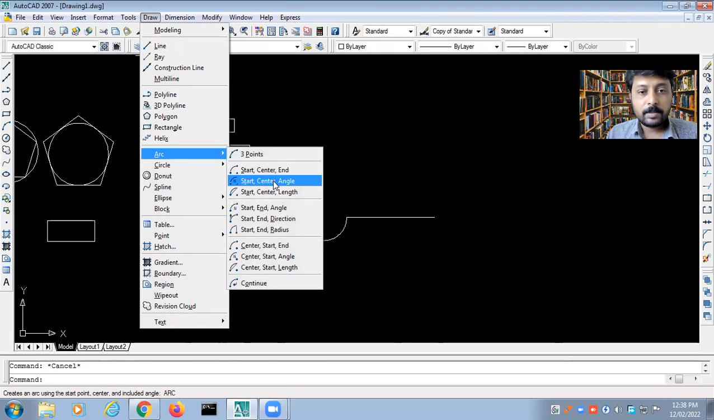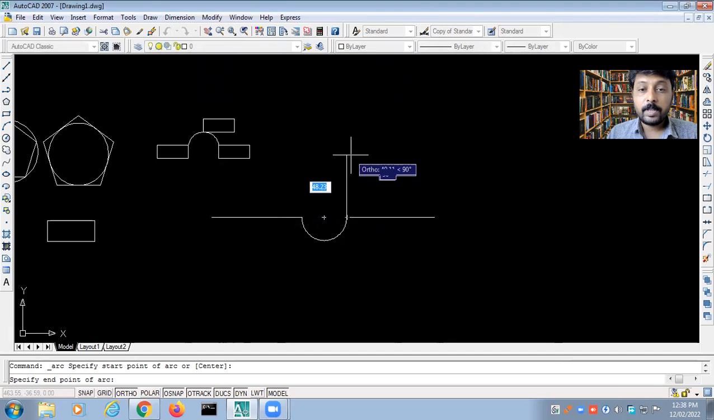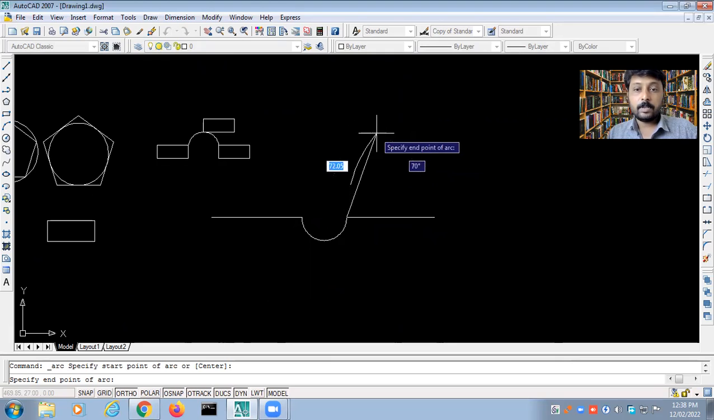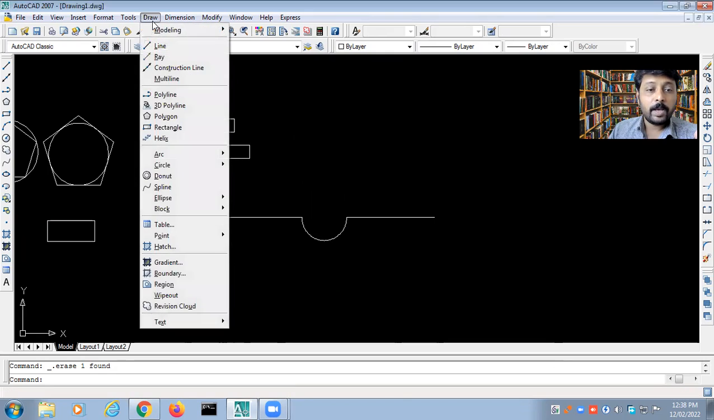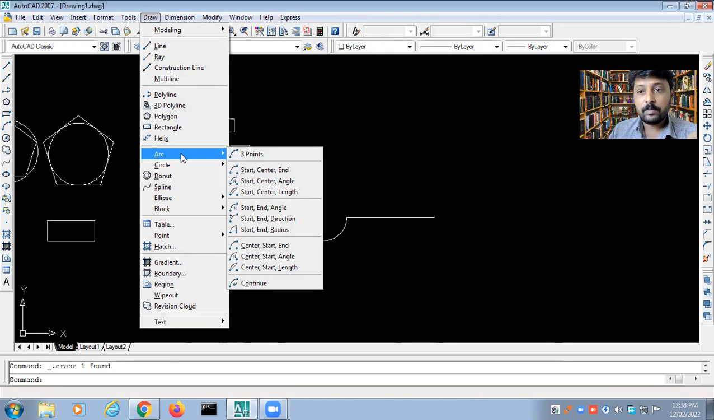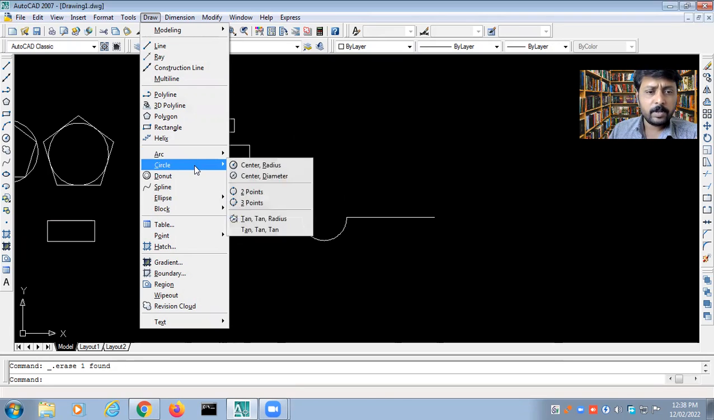Next types of arc are start, center, angle; start, center, length; start, end, angle; start, end, radius; start, end, direction; and continue. From this line to this line, this line, continue type of arc. Means you can draw any type of arc from the options that you have in the draw command. So I hope you could make practice of it. Do practice on this, then you will get to know how to draw these particular arcs.